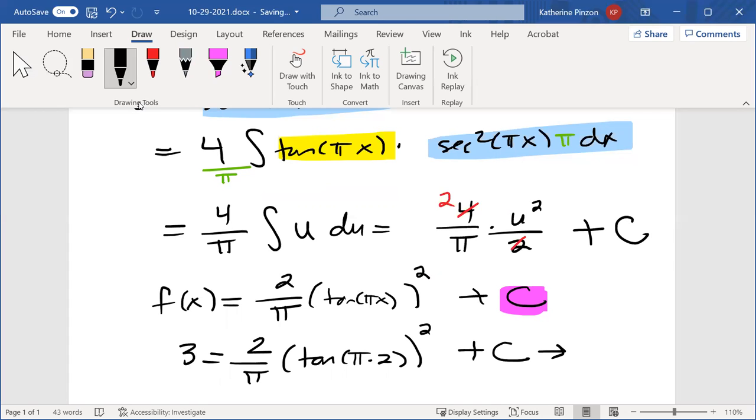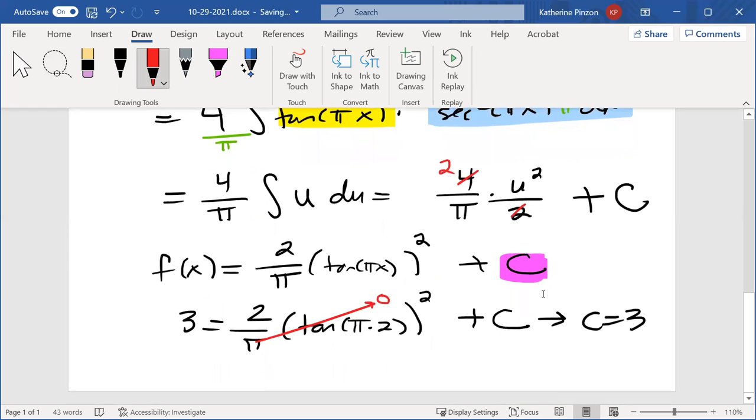Okay, tangent of 2 pi. What's the tangent of 2 pi? It is 0. The tangent of 2 pi is 0. Okay, 0 squared is 0 times 2 over pi is 0. So C is going to be 3, because all of this stuff went to 0.